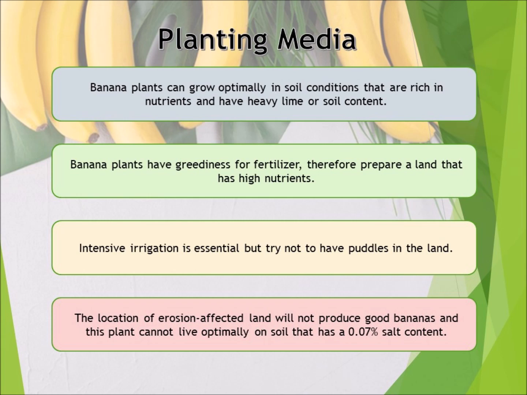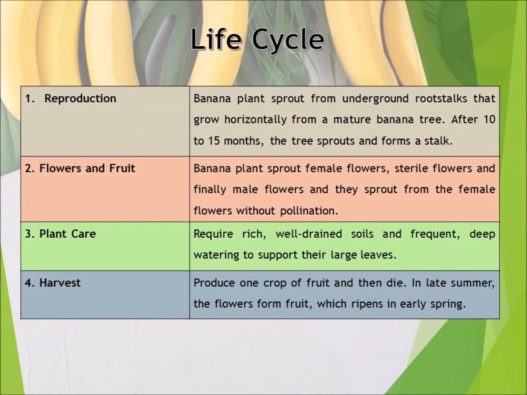has 0.07% salt content. Bananas also have their own life cycle, which starts from reproduction. Banana plants sprout from underground rootstock that grows horizontally from a mature banana tree. After 10 to 15 months, the tree sprouts and forms a stalk. Second is flower and fruit. Banana plants sprout female flowers, sterile flowers, and finally male flowers, and fruit sprouts from the female flowers without pollination.